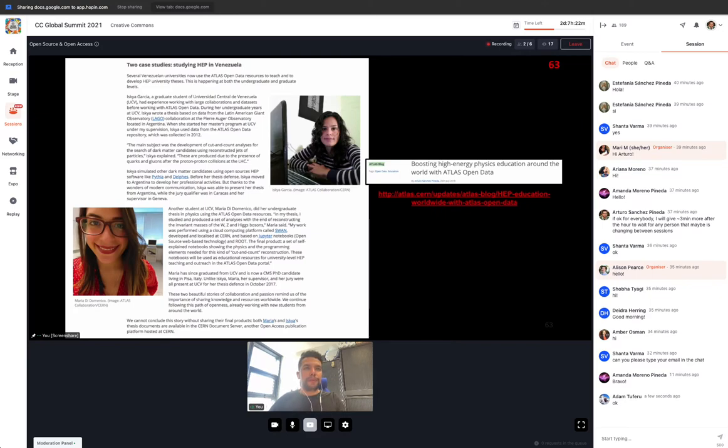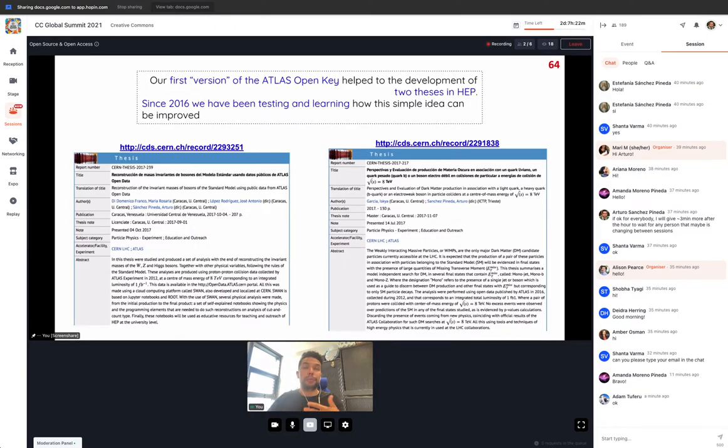We have the first thesis I mentioned. Iskia is the top right. Maria is in the bottom left. Both Venezuelan, but they were the first persons that in fact created their thesis using this data, and after that it has been reproduced in many places of the world. Their theses are also open source, obviously open access, sorry.